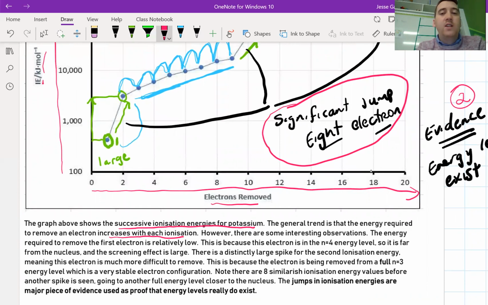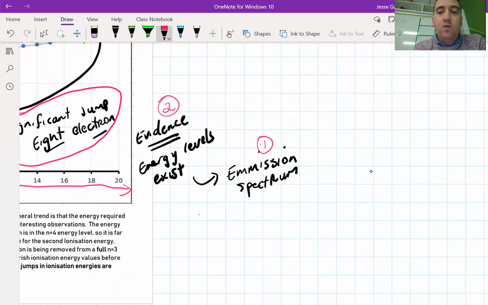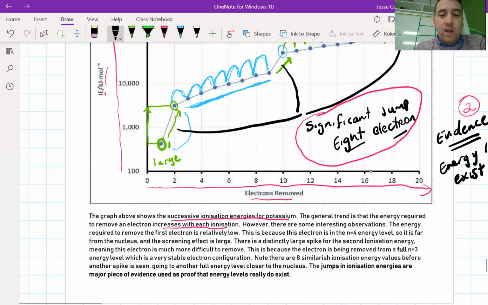Why does it increase with each ionization? Well, remember, for every electron you remove, say the first electron removed, we've got X giving you X+ plus that 1 electron. That's the first ionization energy. The second ionization energy is coming from the X+ ion. So this essentially has a bigger effective nuclear charge because there are extra protons. So to turn from X+ to X2+, you have to remove an electron away from an already positively charged ion. So that's why we get this general increase.